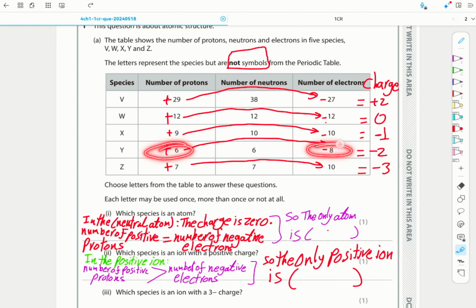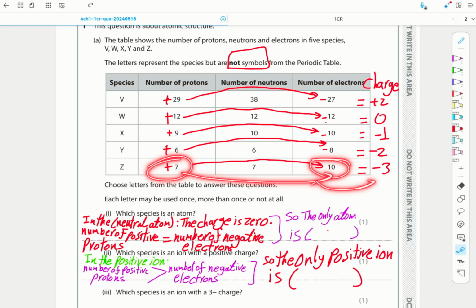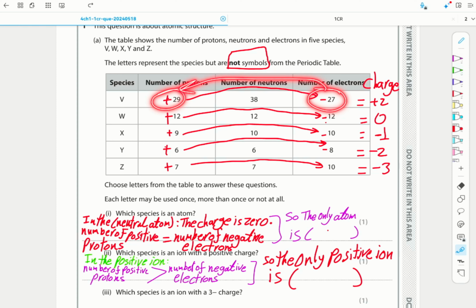Here, extra 2 electrons, the final charge is -2. And here we have extra 3 electrons, so the final charge is -3. And here, my friends, again, we have 29 positive protons, 27 negative electrons, so the number of positive protons is higher than the number of negative electrons, and the final charge is +2.